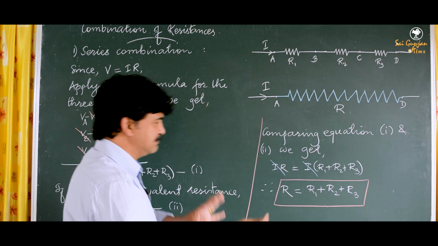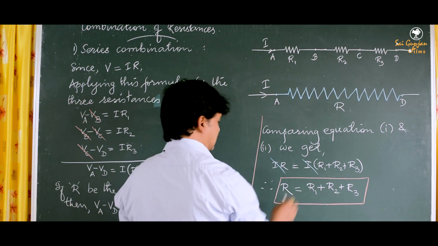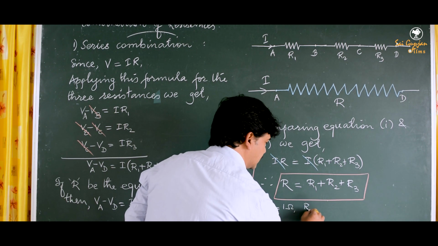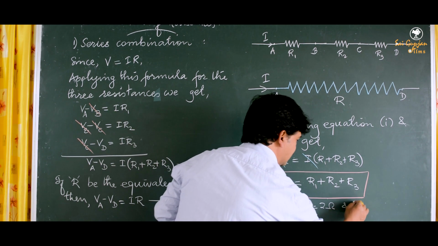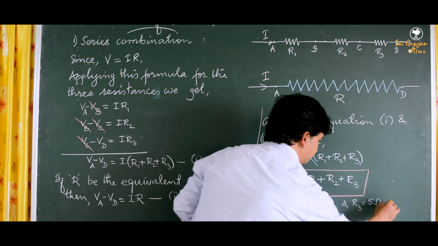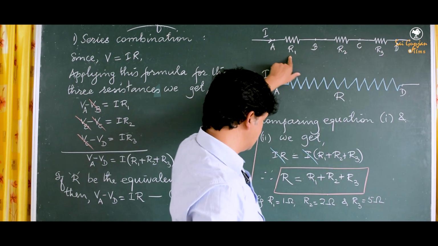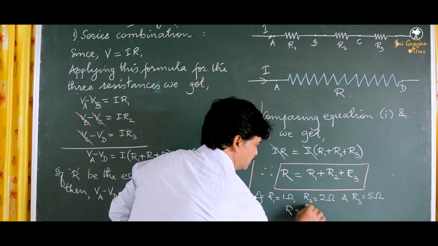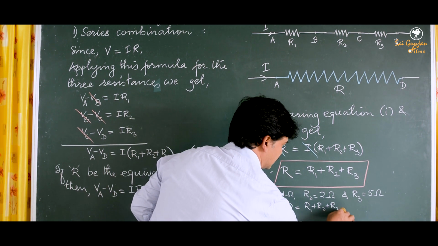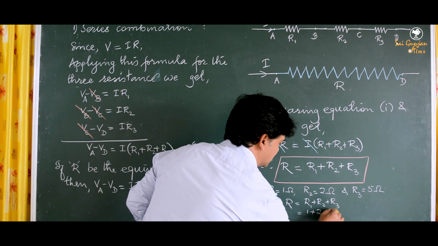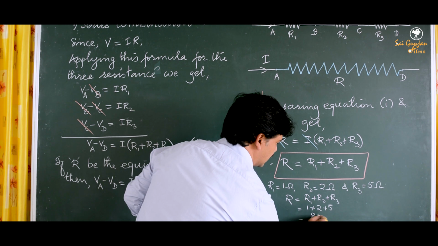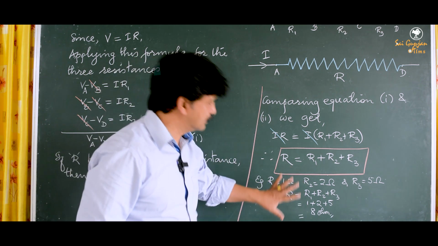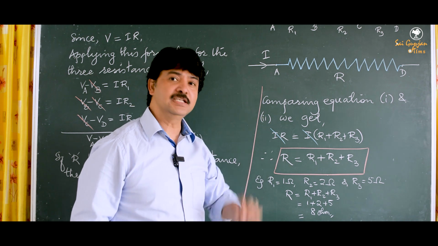Now let me give you one very simple example. If R1 equals 1 ohm, R2 equals 2 ohm and R3 equals 5 ohm, then what will be the value of the equivalent resistance? If this is 1, this is 2 and this is 5, what will be the equivalent resistance for the three? It will be R equals, first we write the formula, and then the values 1 plus 2 plus 5, that's equal to 8 ohm. Isn't it? So this way we find the equivalent resistance when the resistances are connected in series.